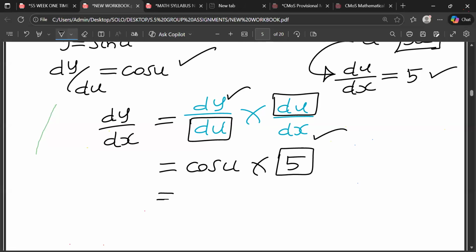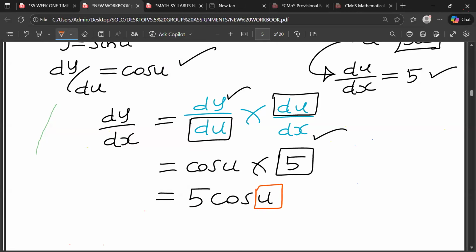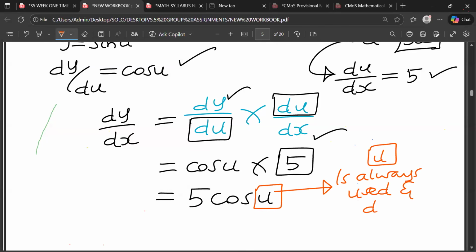So if you organize, the 5 comes first, then cos what? Cos u. But remember, this u is supposed to be used and dumped. Have it in mind that u is always used and dumped. You'd even see that in integration. U is always what? Used and dumped.